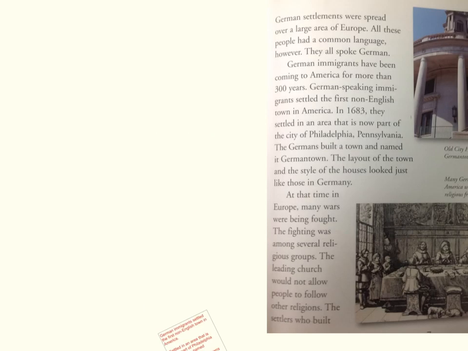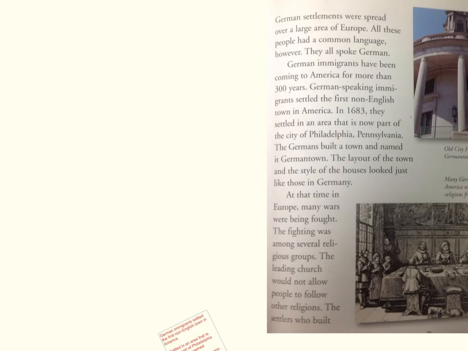Fourth graders, I'm going to read this second paragraph. As I read, listen along and see if you can pick out the main idea. German immigrants have been coming to America for more than 300 years. German-speaking immigrants settled the first non-English town in America. In 1683, they settled in an area that is now part of the city of Philadelphia, Pennsylvania. The Germans built a town and named it Germantown. The layout of the town and the style of the houses looked just like those in Germany.